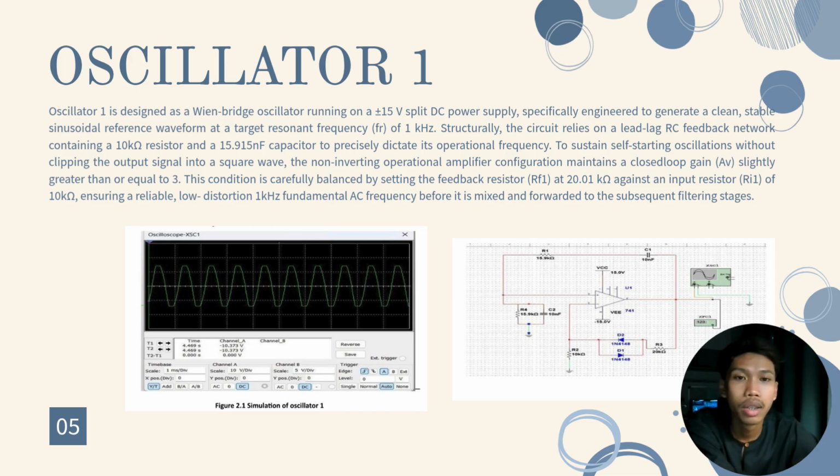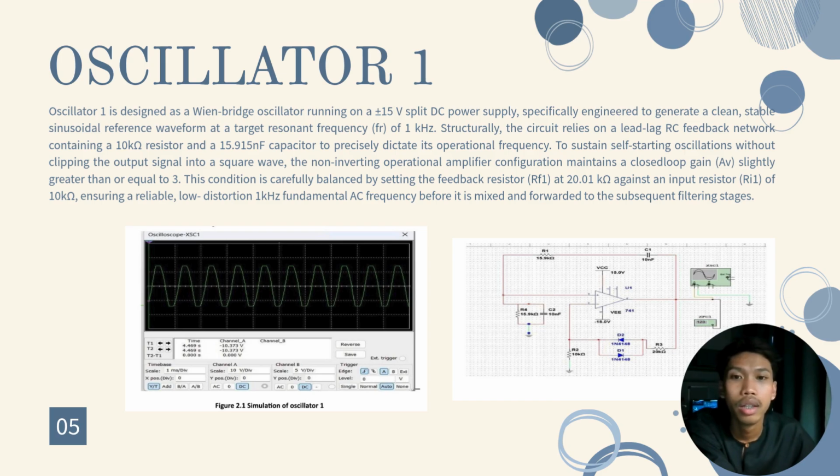To sustain self-starting oscillation without clipping the output signal into a square wave, the non-inverting operational amplifier configuration maintains a closed-loop gain slightly greater than or equal to 3. This condition is carefully balanced by setting the feedback resistor Rf at 20 kilo-ohm against an input resistor Rg of 10 kilo-ohm, ensuring a reliable low-distortion 1 kHz fundamental AC frequency before it is mixed and forwarded to the subsequent filtering stage.